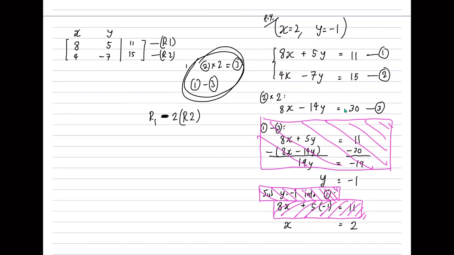Notice how this 4x minus 7y, after you times 2, you get this new equation, correct? Yes? This 8x minus 14y came from 4x minus 7y. So that means the information they provide is equivalent. So that's why we don't need equation 2 anymore after we times 2. We only need this guy and equation 1. So that means who is useless now after you times 2?